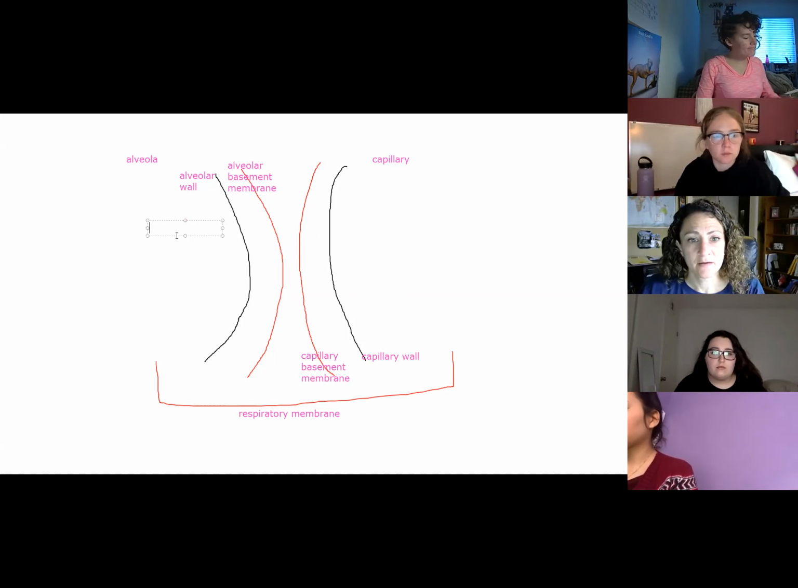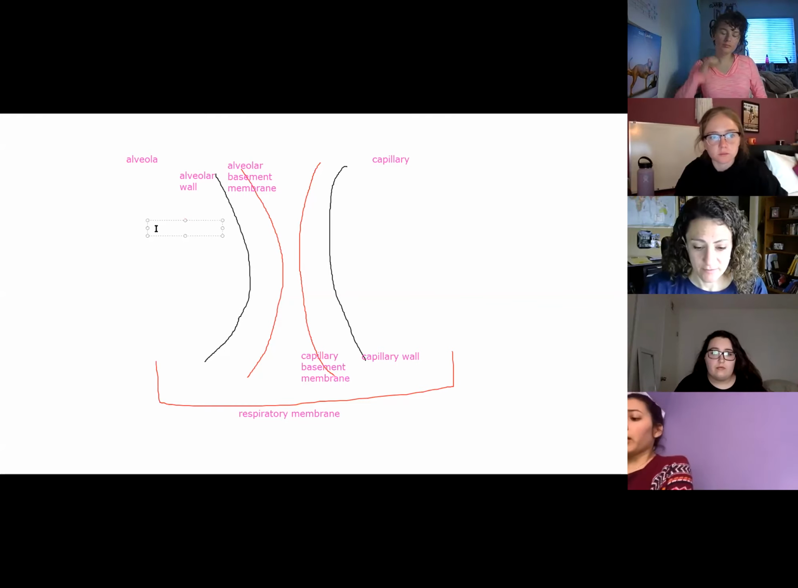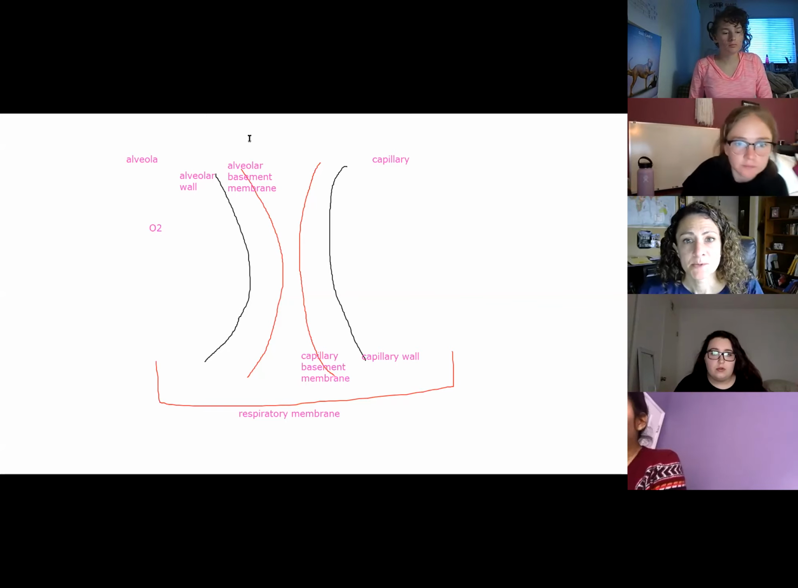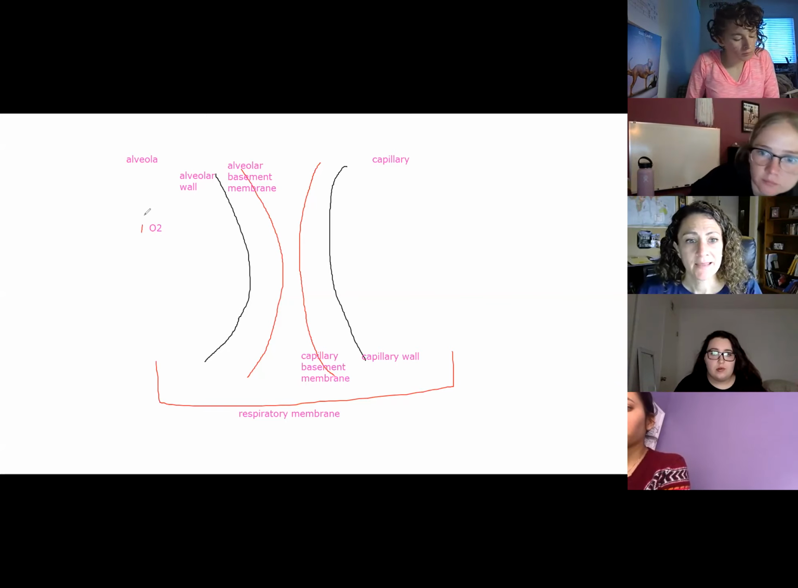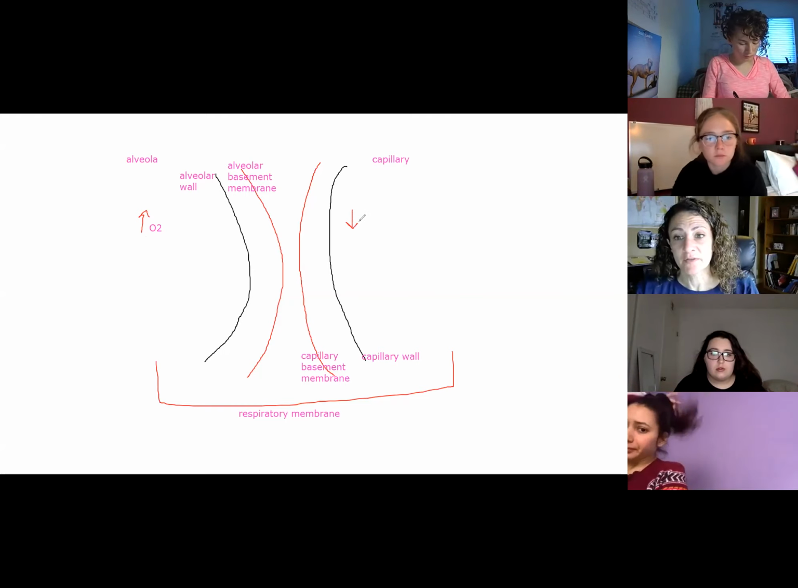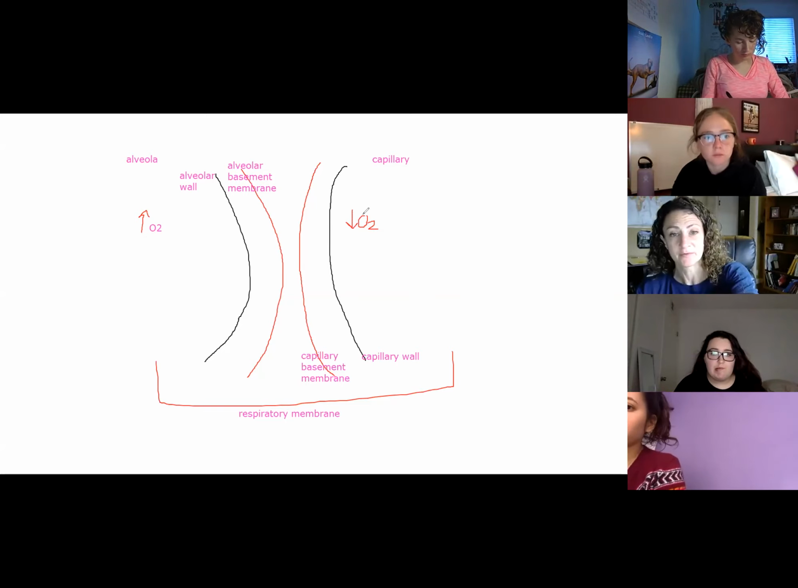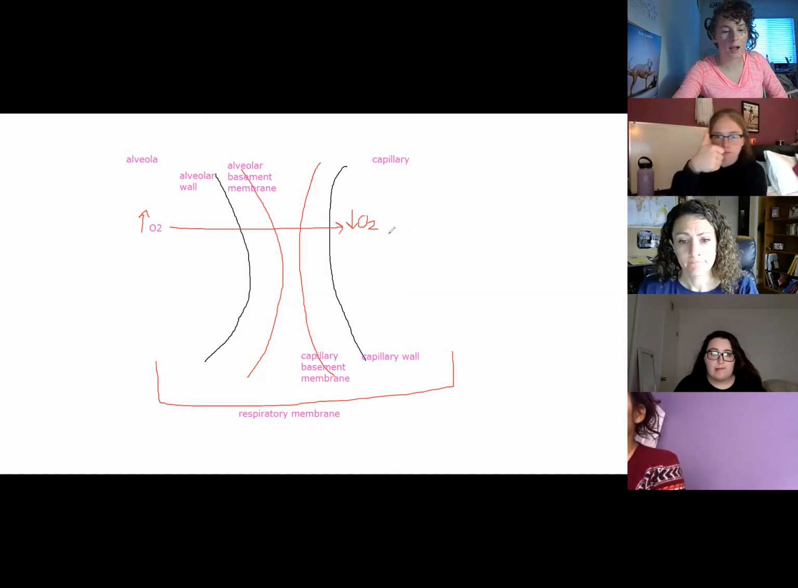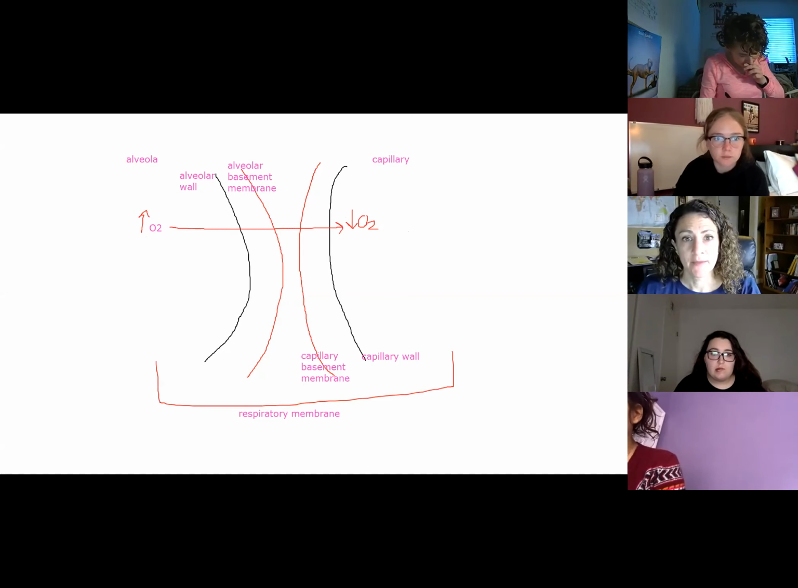So we said we have high levels of oxygen in the lungs because we're bringing in oxygen. We have low levels of oxygen in the capillary because this is deoxygenated blood that came from the muscles. So we have this pressure gradient. The gas is going to move from areas of high pressure to areas of low pressure. Did we talk about that? Yes. Okay.